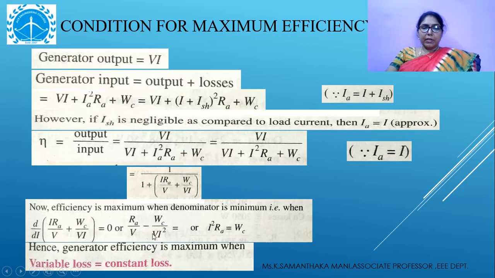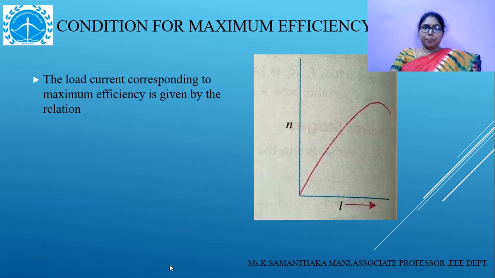By simplifying this equation, we get I square Ra equal to Wc. What does I square Ra stand for? I square Ra stands for copper losses, and Wc stands for constant losses. So from this we obtain the condition for maximum efficiency: I square Ra is nothing but the variable losses, also called copper losses, and Wc is the constant losses. So variable losses equal to constant losses is the condition for maximum efficiency of a DC generator.